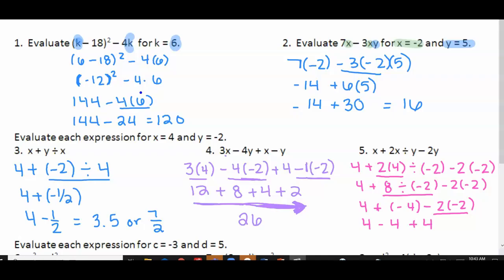A plus, a minus just turns to a negative. That's a habit you want to get into. You don't want to write a plus minus. You want to just transform it to subtraction, because technically you're adding a negative or subtracting 4. 4 minus 4 is 0. So our final answer is 4.